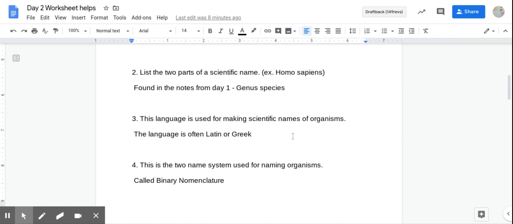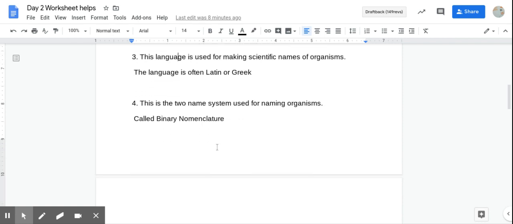Number 3, what is the language? That's found in our notes. The language is often Latin. I added Greek here. Sometimes we'll find a couple of Greek names used in naming organisms, and they use these languages because they're not used in everyday conversations.